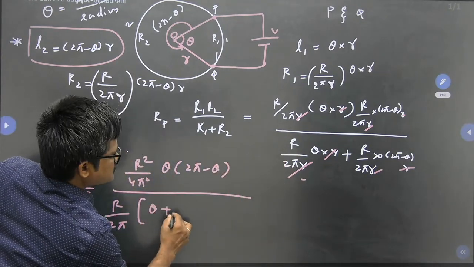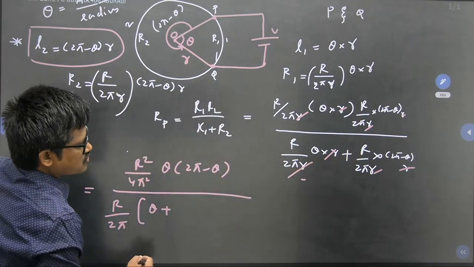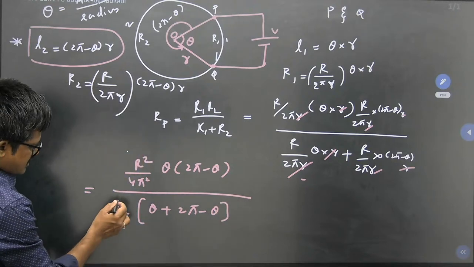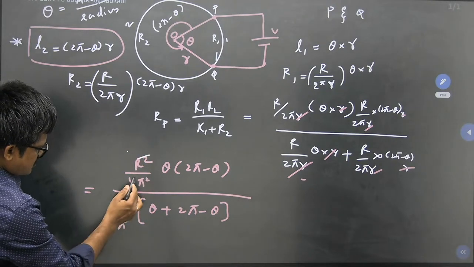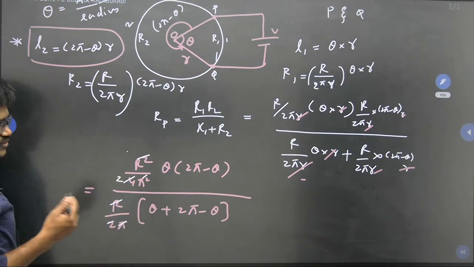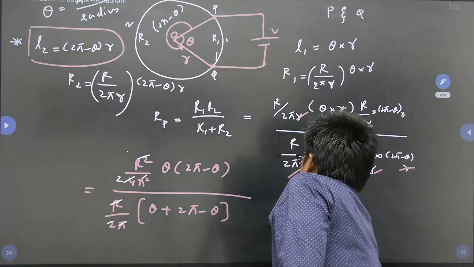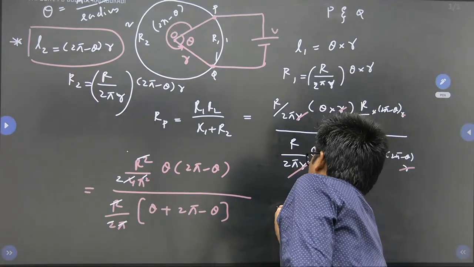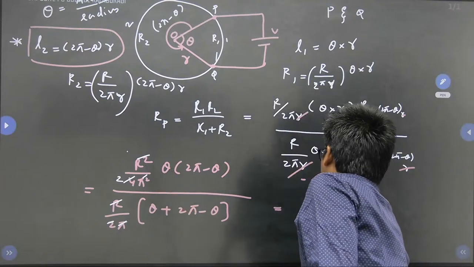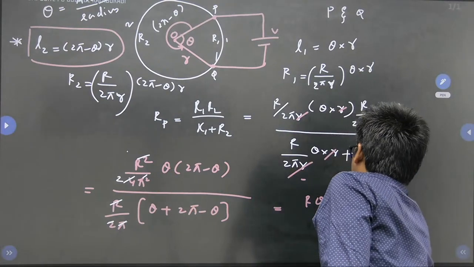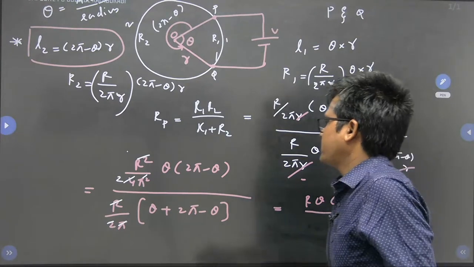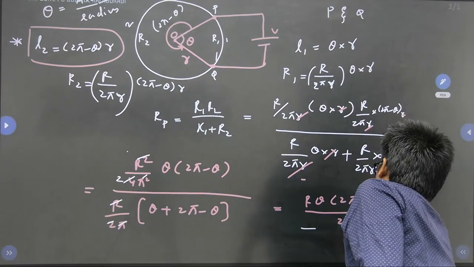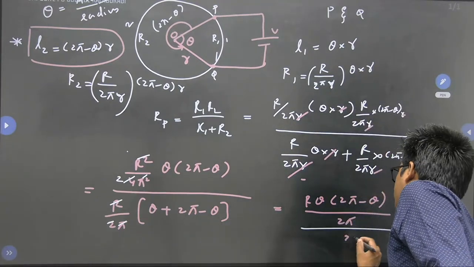What is remaining here? Theta plus, R by 2 pi comes out common, R and R get cancelled here, 2 pi minus theta. Here one R gets cancelled. 2 ones are 2, and then pi pi, one pi gets cancelled. What is remaining? Now this is equal to R theta into 2 pi minus theta, divided by, everything gets cancelled, 2 pi is remaining. Theta, theta gets cancelled. What is remaining? 2 pi.